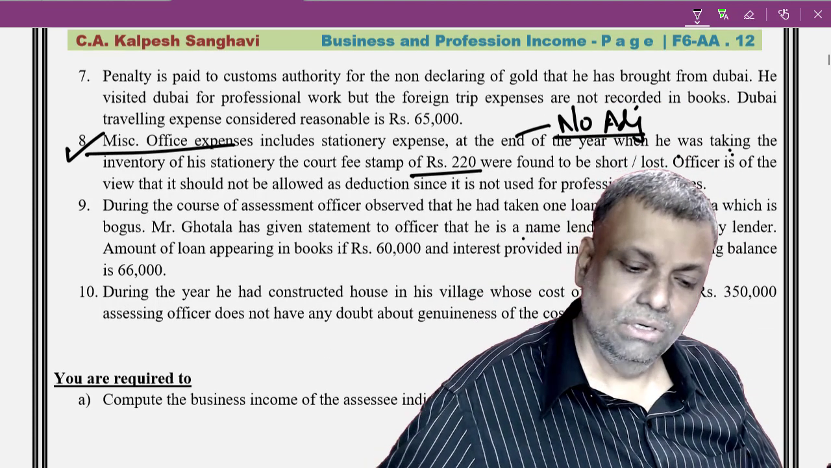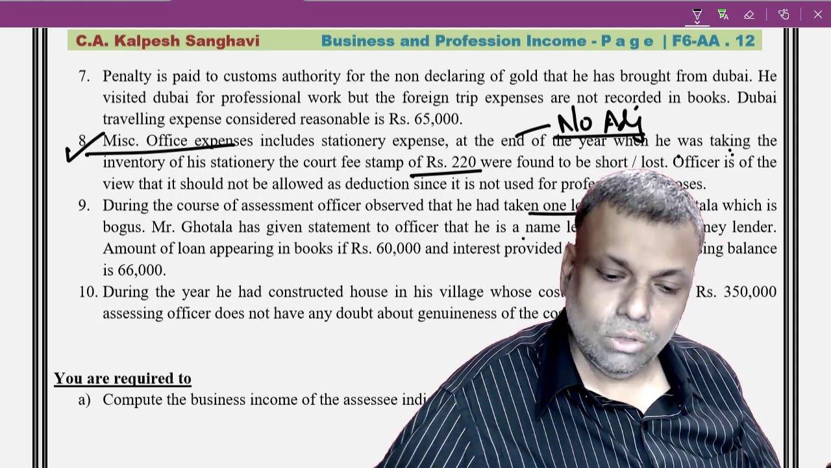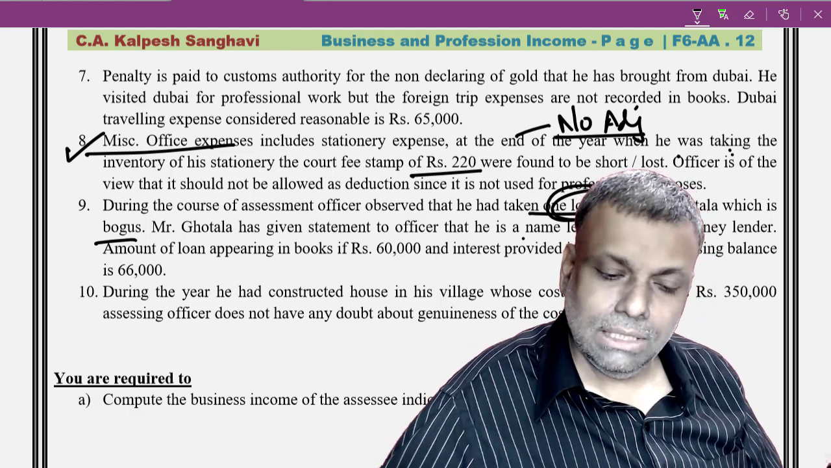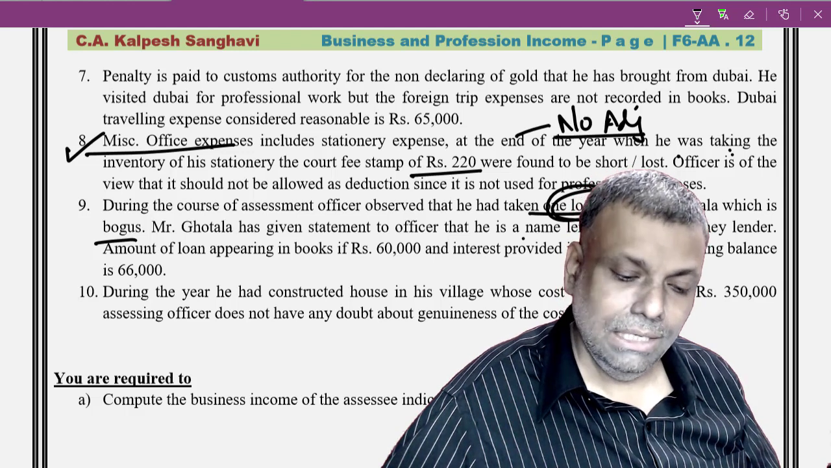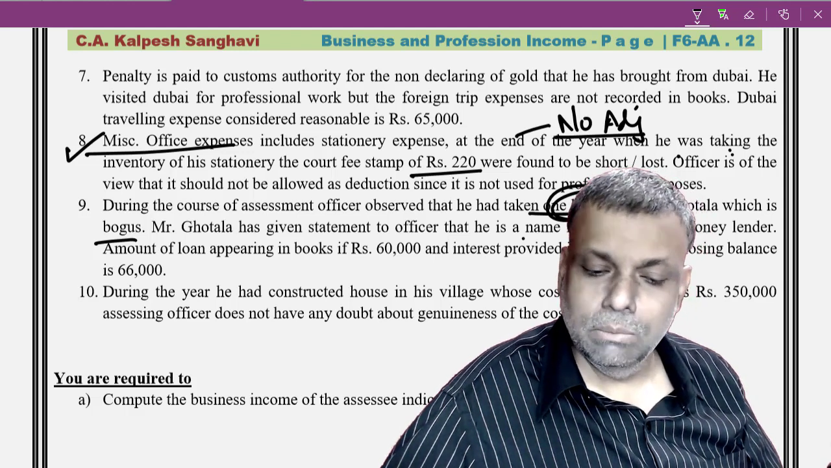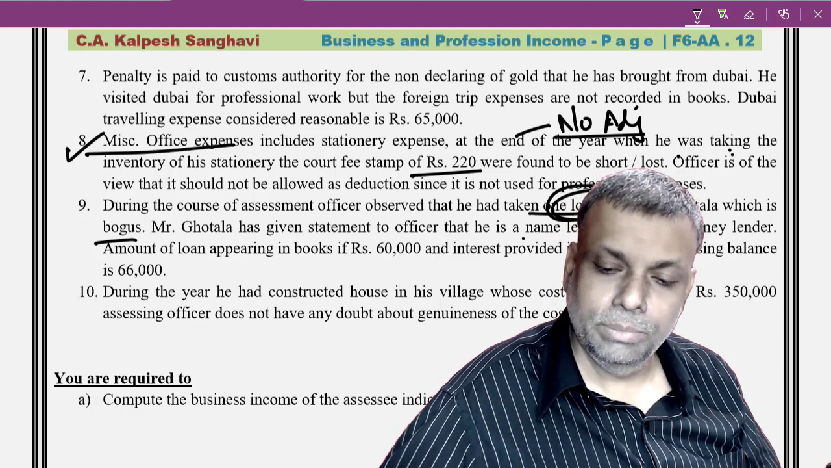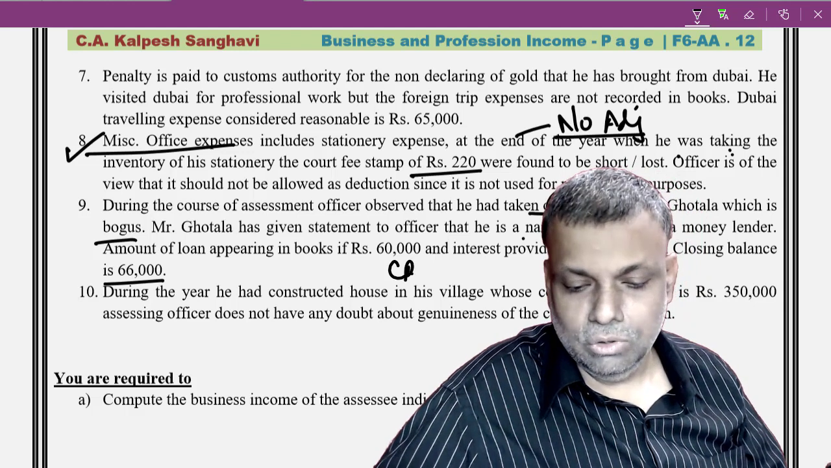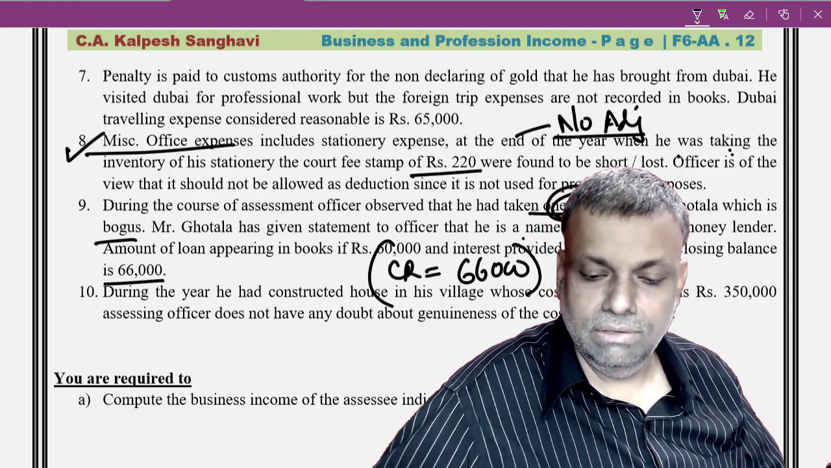Okay. Next point. During the course of the assessment, the officer observed that he has taken a loan from Mr. Ghotala, which is bogus. So the loan is bogus. Mr. Ghotala has given a statement to the officer that he is a name lender and not a money lender. The amount of loan appearing in the books is 60,000 and the interest provided in the year is 6,000 rupees. The closing balance is 66,000 rupees. So in your books of accounts, the credit figure is 66,000 rupees. This is how you have to understand.